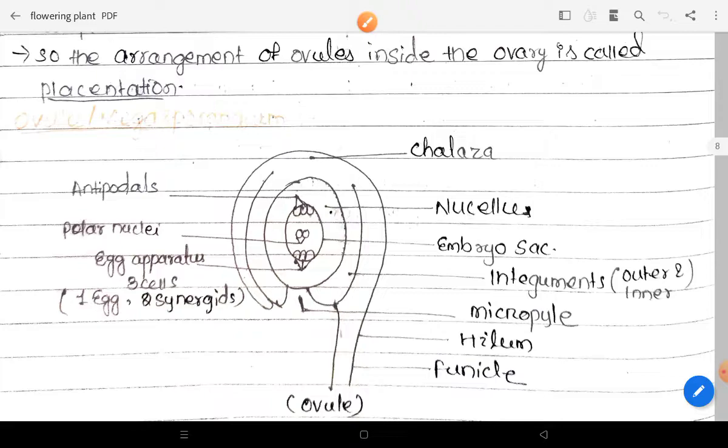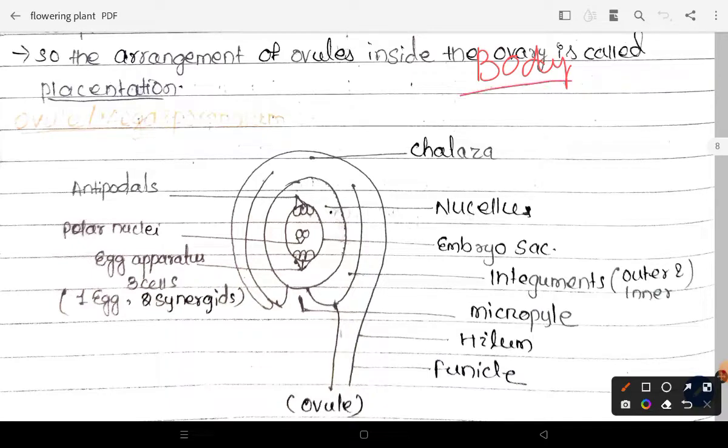Next comes the body. The body of the ovule has two ends: one is the chalazal end, and the other is the micropylar end. It means the body of the ovule is polar.